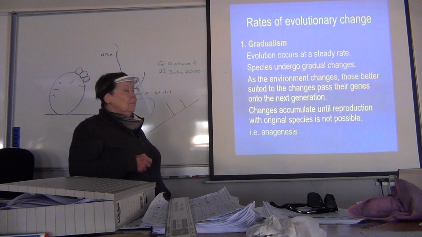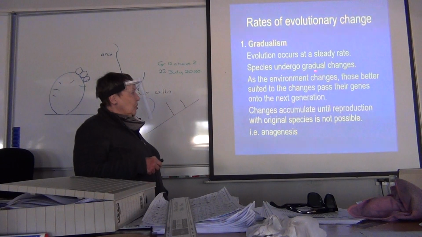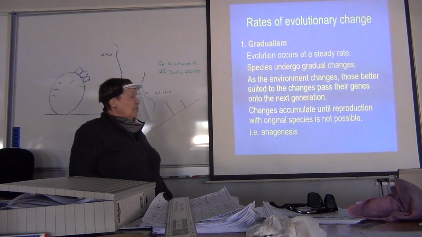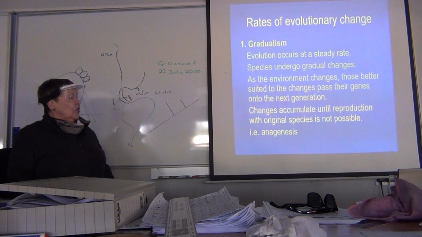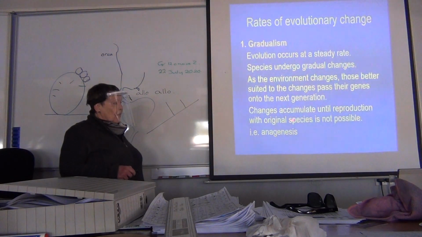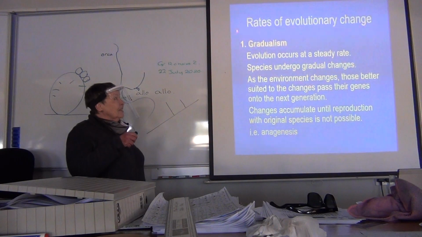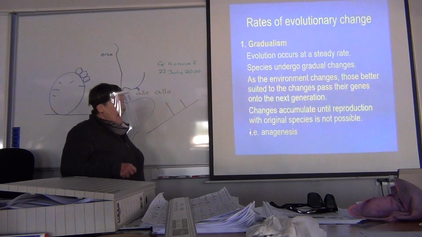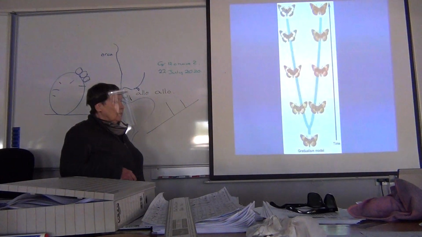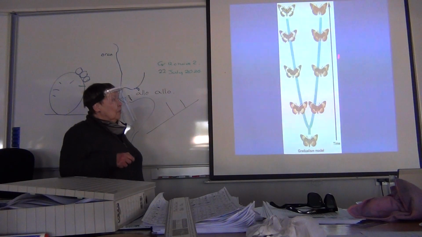Okay, so gradualism occurs at a steady rate. It's quite slow. The species undergoes gradual changes. As the environment changes, those better suited to the changes pass their genes on to the next generation, and changes accumulate until reproduction with the original species is not possible. So gradualism is a rate, but the pattern is anagenesis. The pattern is anagenesis, the rate is gradualism. Okay, so this would be gradualism.